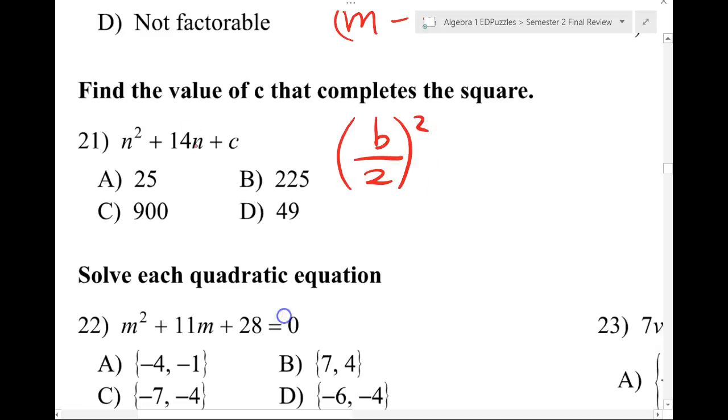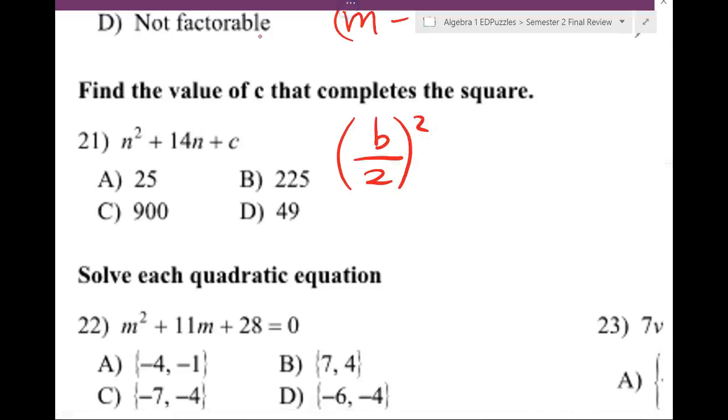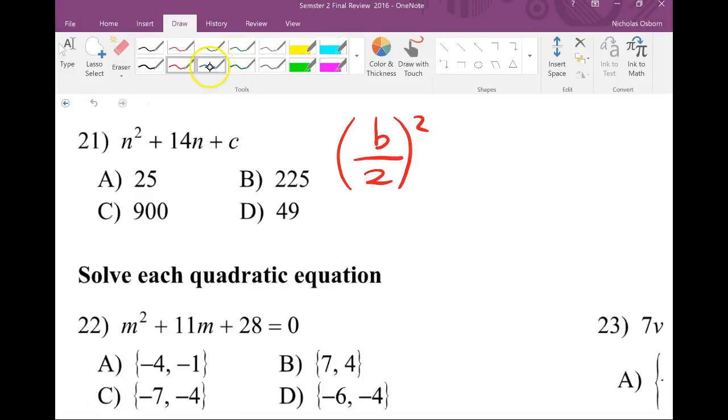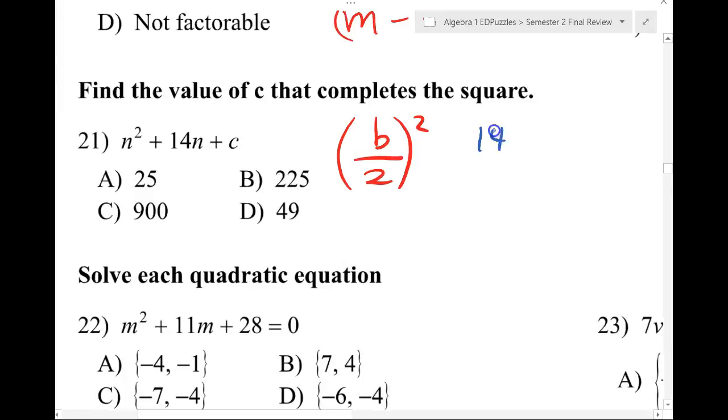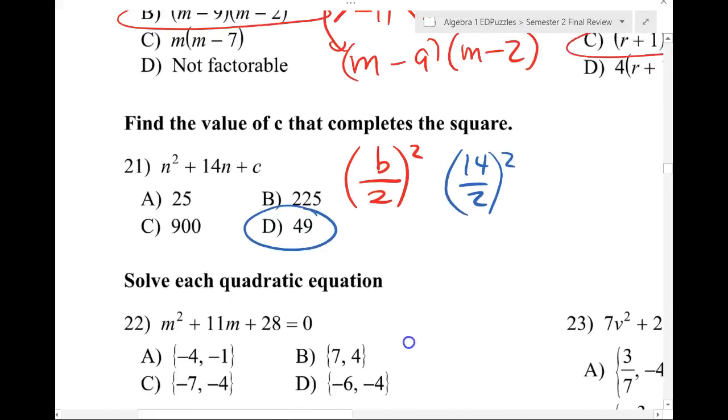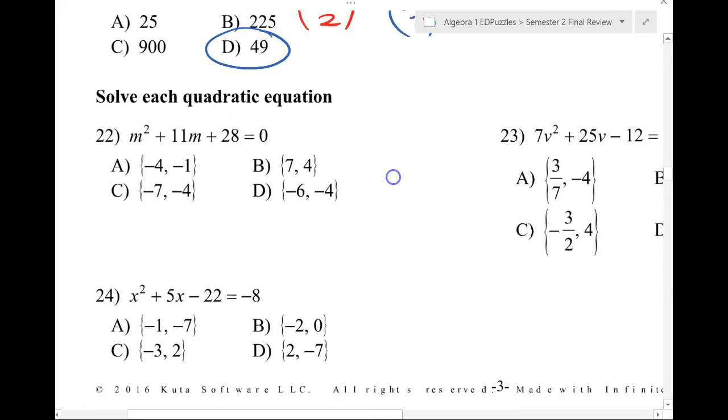So in other words, you take 14 in this case, and you divide it by 2, and then you're going to square it. So 14 divided by 2 is 7, then 7 squared is 49, and that's completing the square. Okay. Now we're going to solve each of these quadratic equations.